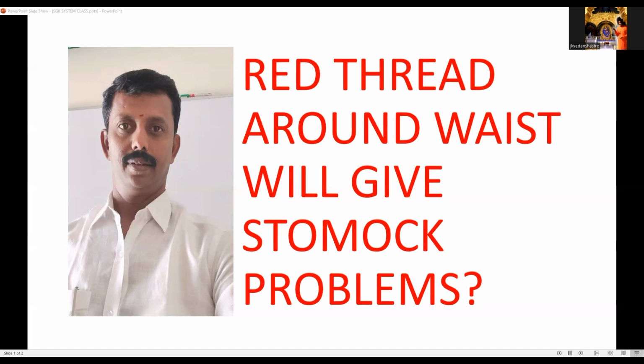And how a red thread around the waist will give a stomach problem, that also he is explaining with Kalapurusha's Lagna. So what he says is, a composite view we have to take. When a chart comes, immediately we should not only think about Grahas, Bhava and other things.